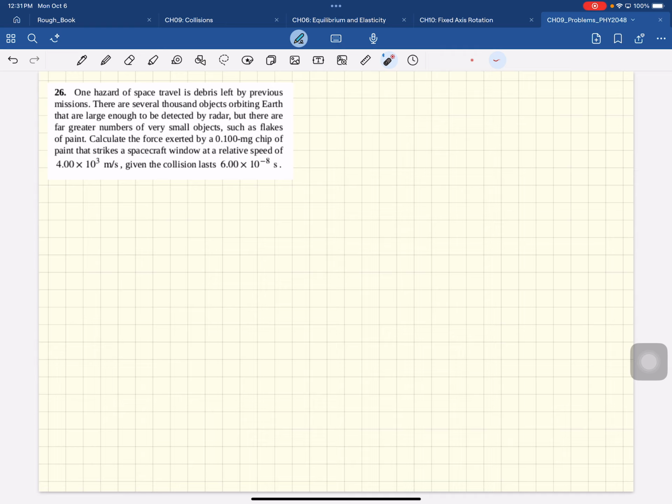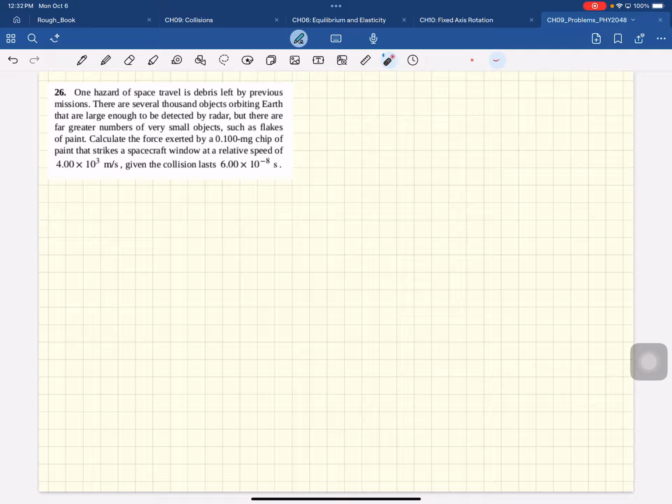There are several thousand objects orbiting Earth that are large enough to be detected by radar, and the U.S. military detects them. There's something like well over 100,000 baseball size and bigger objects that are easy to detect by radar. But then there are much smaller objects. The problem is all these things are traveling fairly fast.